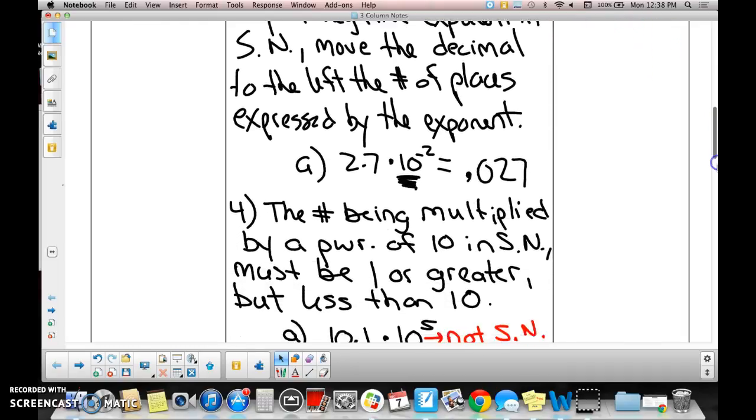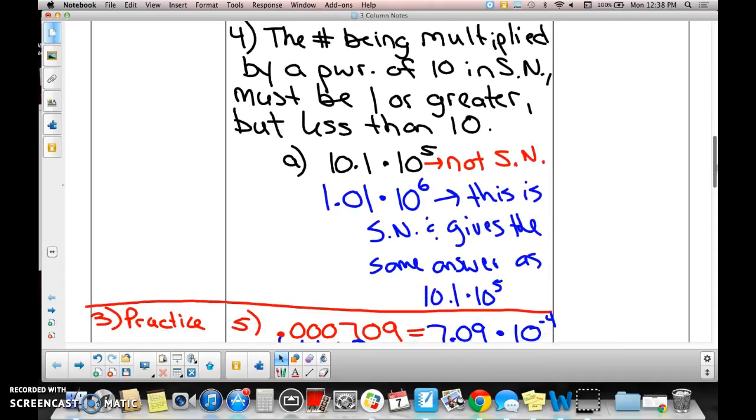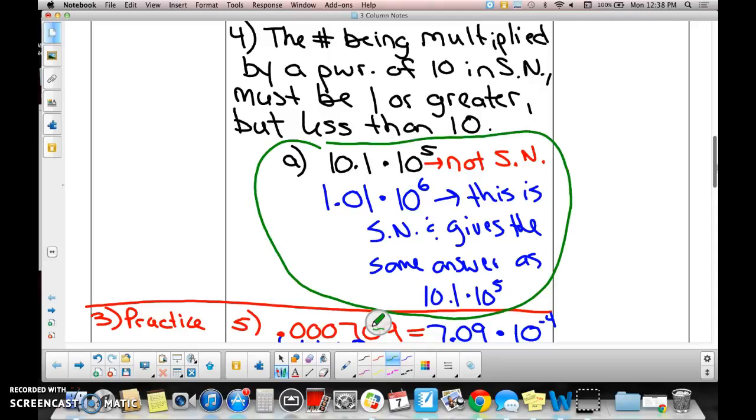Number 4. Being multiplied by a power of 10, we move it to the right, which I don't know that we wrote, but we talked about the 1 and the 10 thing. This is kind of key. You will see problems like this on your assignment, and you will see this on the quiz, and you will see this on the test.